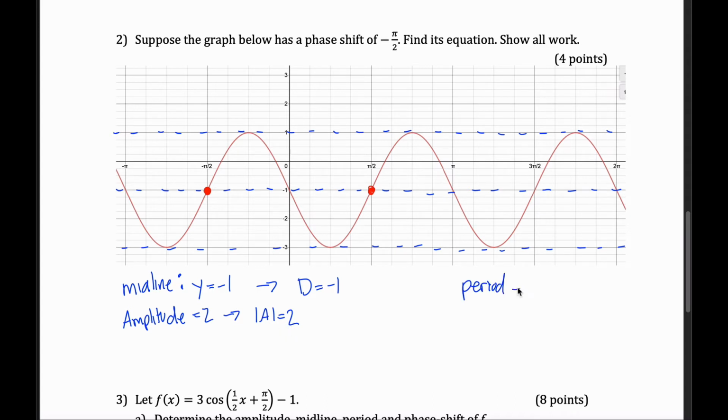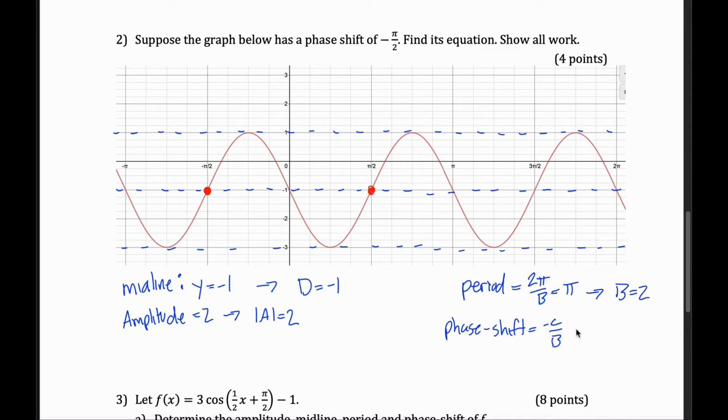We'll figure that out later. The period, which is always 2 pi over b, in this graph, it looks like it takes 1 pi to do one full revolution, from negative pi over 2 up to positive pi over 2. That's a horizontal distance of pi, so 2 pi over b must be equal to pi. So I can solve this equation for b by multiplying the b up to this side and then dividing both sides by pi, and I get that b is equal to 2.